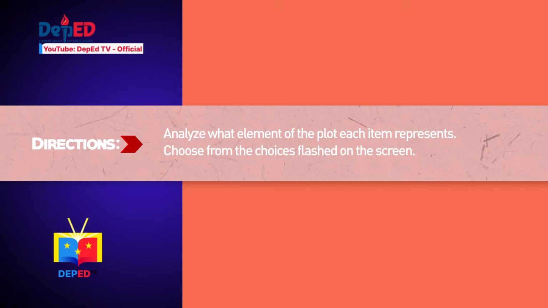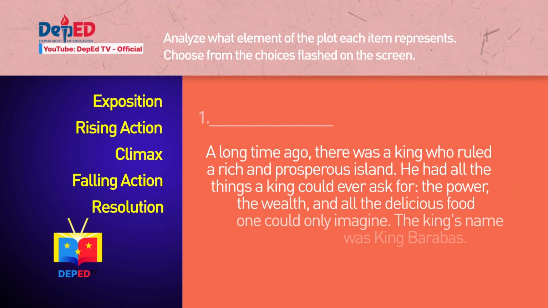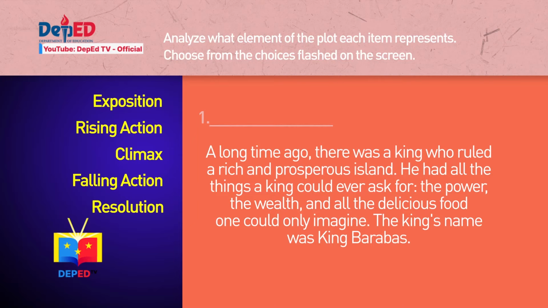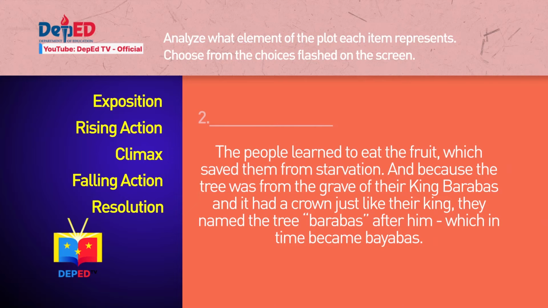Number 1. A long time ago, there was a king who ruled a rich and prosperous island. He had all the things a king could ever ask for: the power, the wealth, and all the delicious food one could only imagine. The king's name was King Barabbas. Answer: exposition.